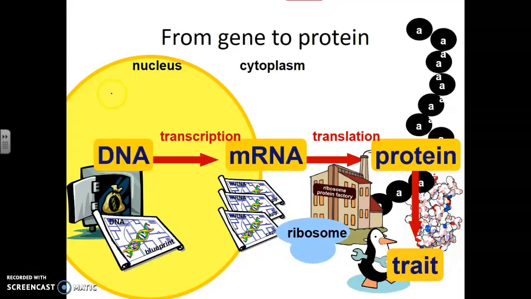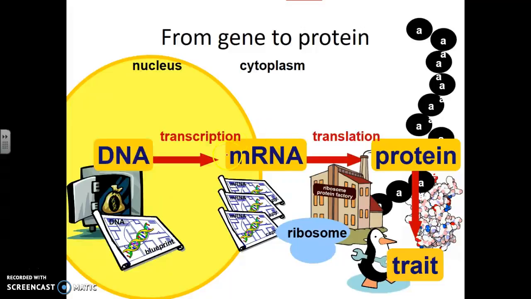This video is going to focus on translation. So we've already discussed the DNA to mRNA part of the central dogma. And now we're going to be focusing on the mRNA to protein part, which is called translation and happens in the ribosome. So just to recap where we are right now.